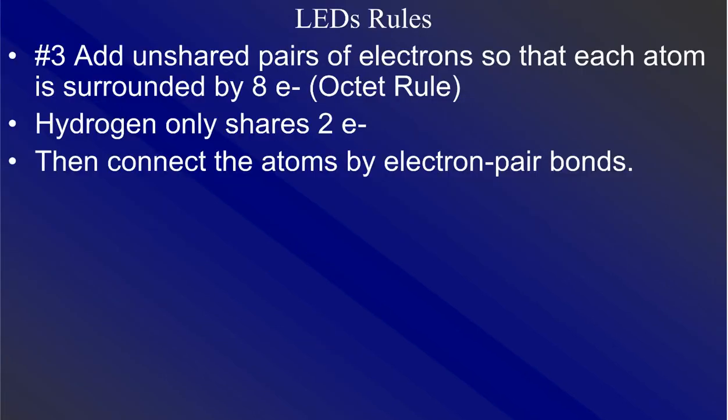Okay, rule number 3, we're going to add unshared pairs. So you want to add electrons in pairs so that each atom is surrounded by 8. So we want each atom to have the octet rule. They currently don't, but we're going to have them bond so that they do. Hydrogen is the exception. It only wants 2 valence electrons. Then we're going to connect the atoms by electron pair bonds. So all elements are going to want 8, except for hydrogen only wants 2.